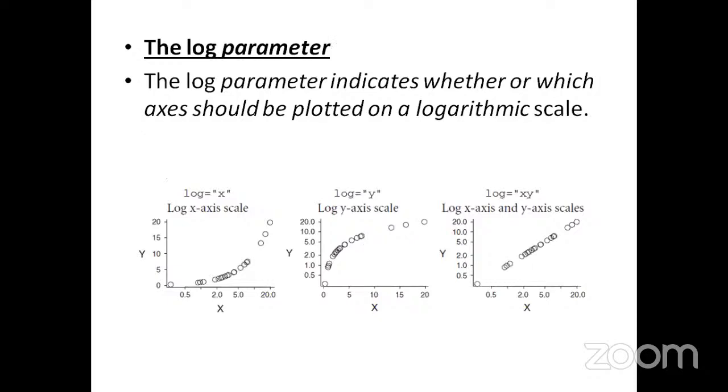Next is the log parameter. The log parameter, as you know, is the logarithm value. It indicates whether or which axis should be plotted on the logarithmic scale. If you give log as x, you can see the x values are taken in the logarithmic manner. Here y is given in log, so y is in the logarithmic manner. And if you give both x and y as log, both are given in the logarithmic manner. Okay. Yes, sir.